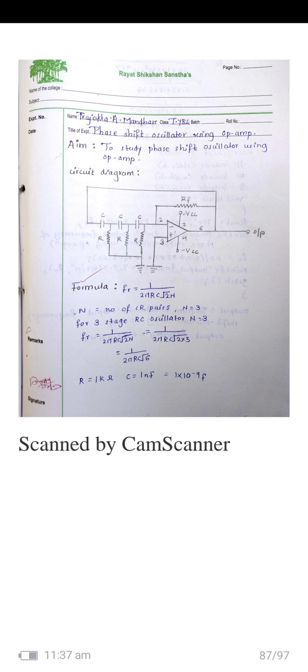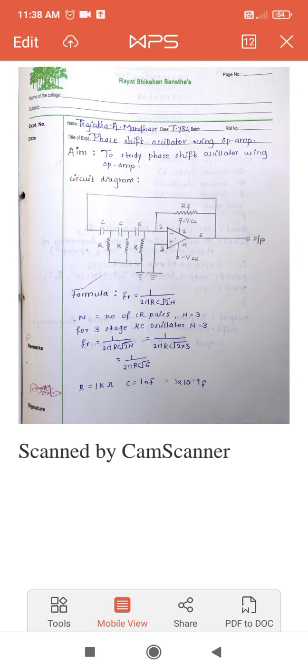Here N is equal to 3. There are 3 pairs used here: CR, CR, CR. Then these three are the oscillator stages. With capital N equal to 3, fR = 1/(2πR√(2×3)). Then f0 = 1/(2πRC√6).